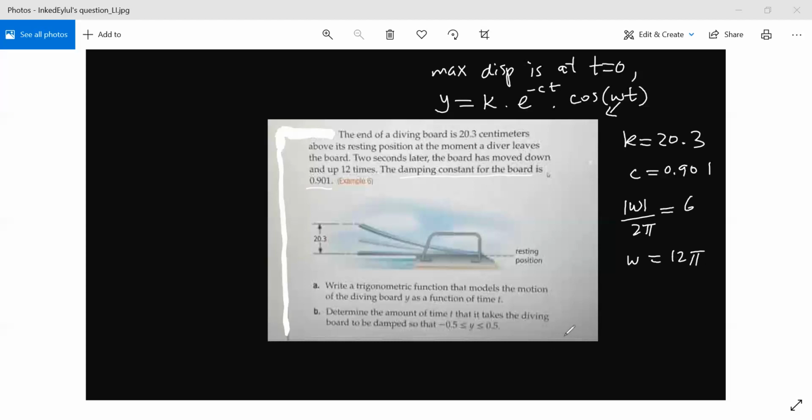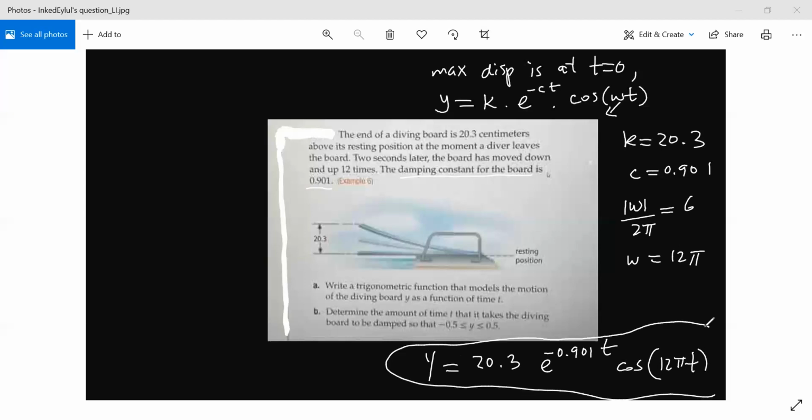Then our function is going to be this. So y equals k, which is 20.3, times e to the negative 0.901, that's our constant, times t, then times cosine of 12t. So that's our model, because that's what the question is asking, right? This is a function of t. That's part A.